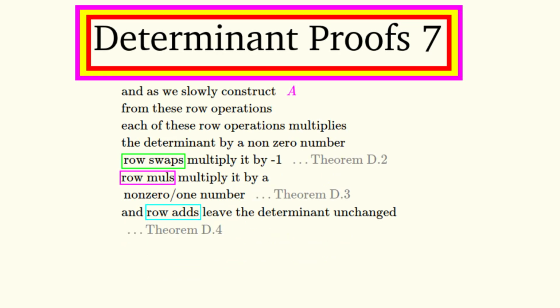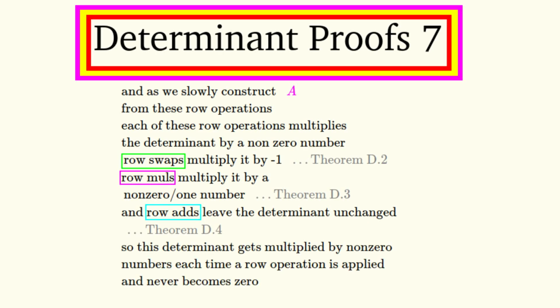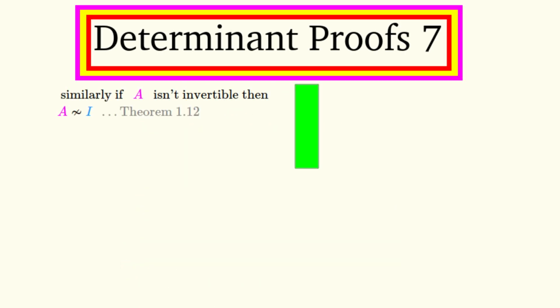So I'll just scroll the screen up again to make some more room. This determinant keeps getting multiplied by non-zero numbers each time a row operation is applied. So because it started off at 1 with the identity matrix, it will never become 0. So the determinant of A is non-zero if it's invertible. So this part of the proof isn't reversible. So I'll have to show that the determinant of a matrix that isn't invertible is 0.